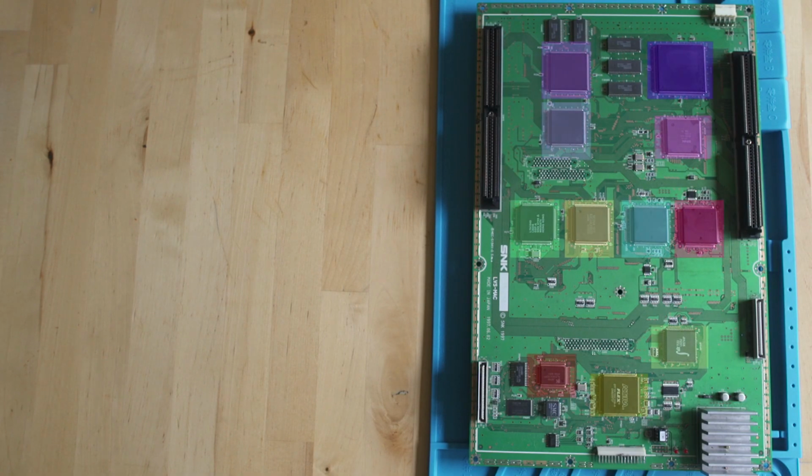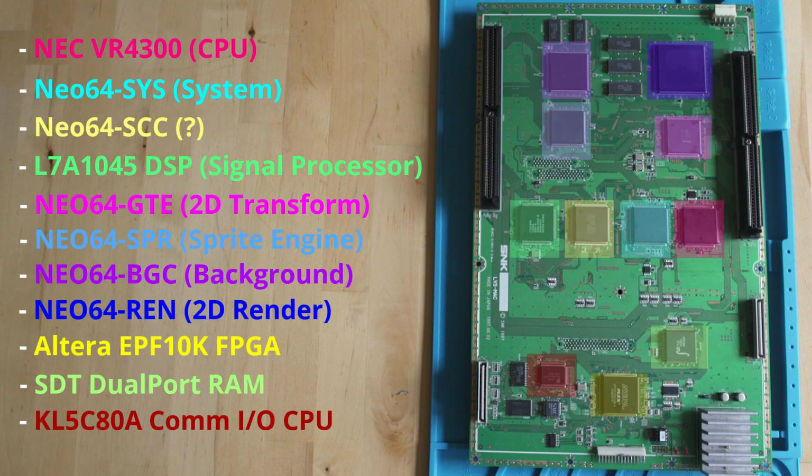But taking a look at the top of the motherboard here, we have the NEC VR4300 CPU, and we have the Neo 64 system chip. I do not know what the SCC chip is. I've got some guesses, but they're not good enough to say. We have the digital signal processor. We have the 2D transformation engine. We've got that sprite engine. We've got the background engine. And then that Ren chip, which I highly believe takes those three chips and outputs a cohesive 2D image. We've got that Altera FPGA, as well as the dual port RAM and the communication I/O CPU, and that's going to be for how the games interact with the I/O board on the bottom, as well as how they interact with each other on a network setting. But that makes the top of the motherboard.